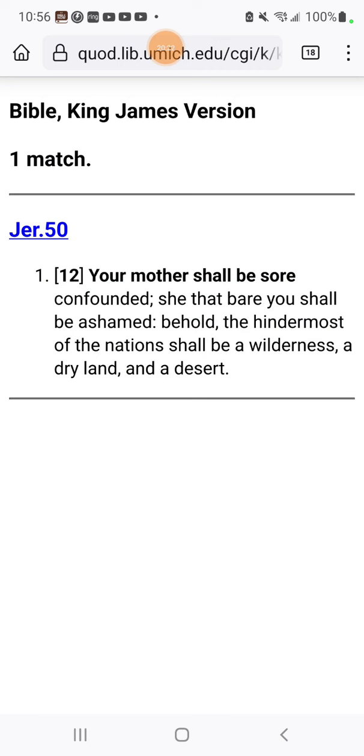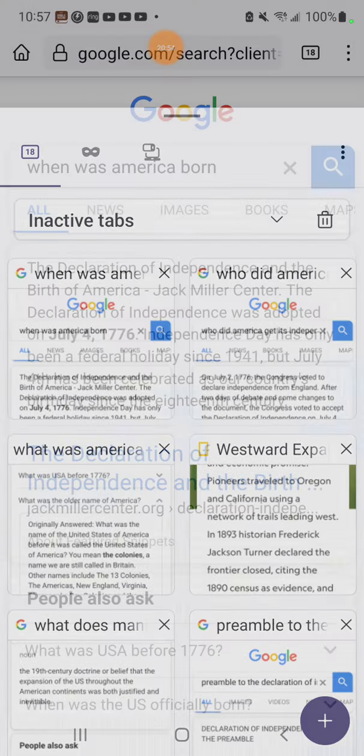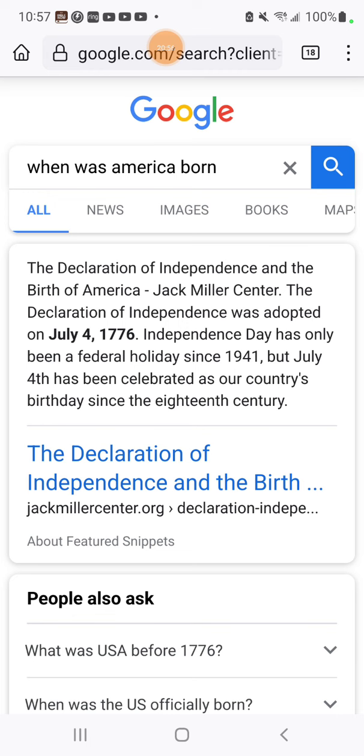This is Jeremiah 50:12. It says, your mother shall be sore confounded. She that bare you shall be ashamed. Behold, the hindermost of the nations shall be a wilderness, and a dry land in a desert. All right? So this is also speaking to that independence that they have acquired for themselves, because it speaks about the mother that bare them. And who is that mother? Going back up to the top here, it says the Declaration of Independence and the birth of America.